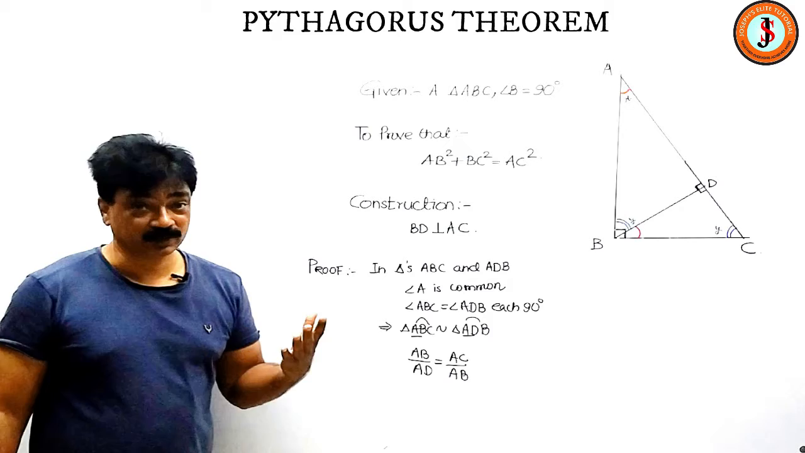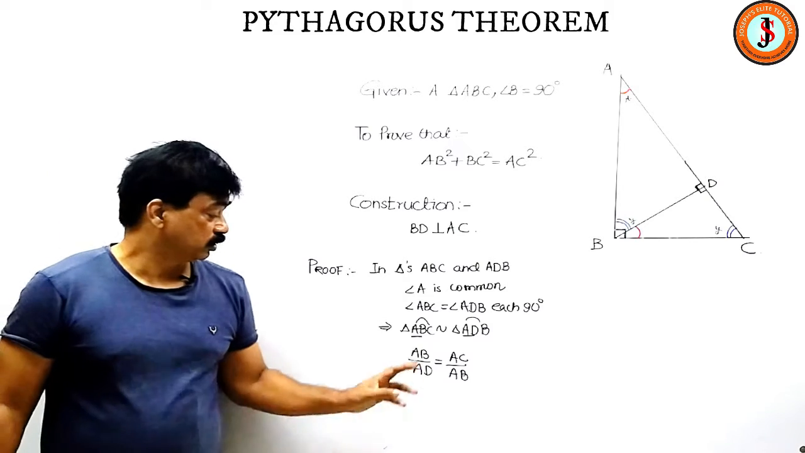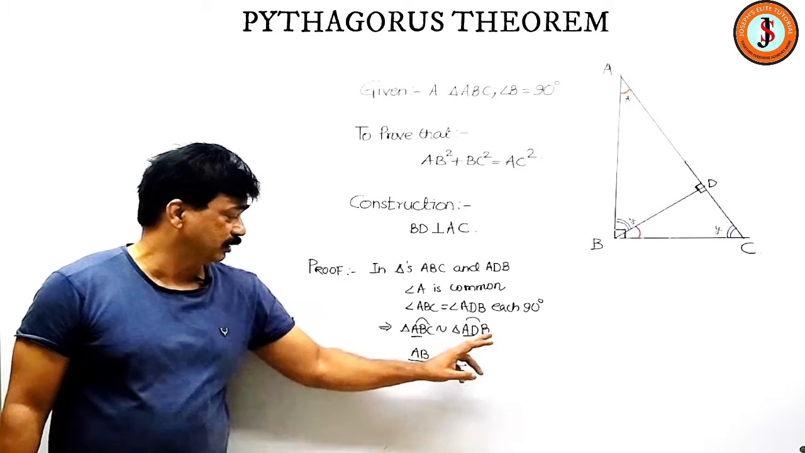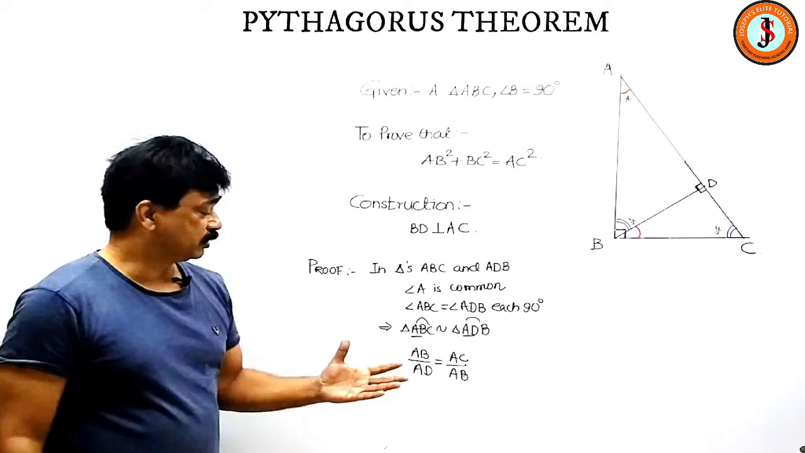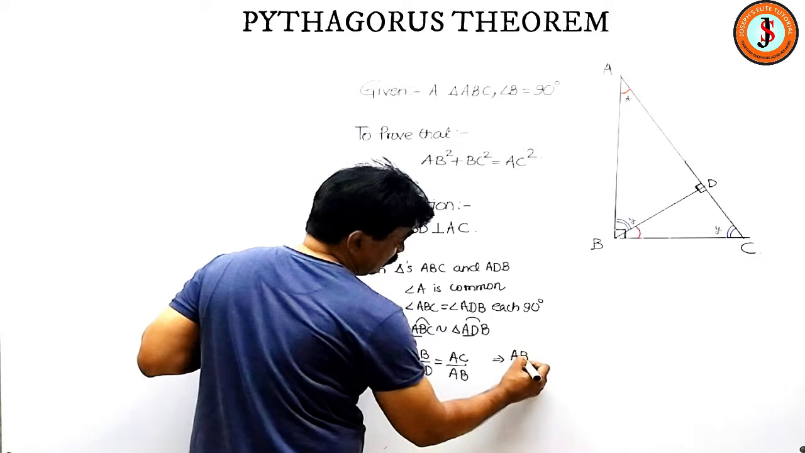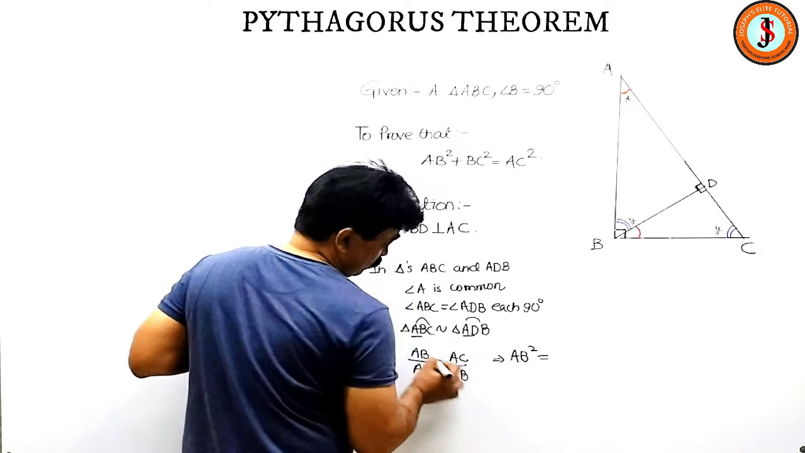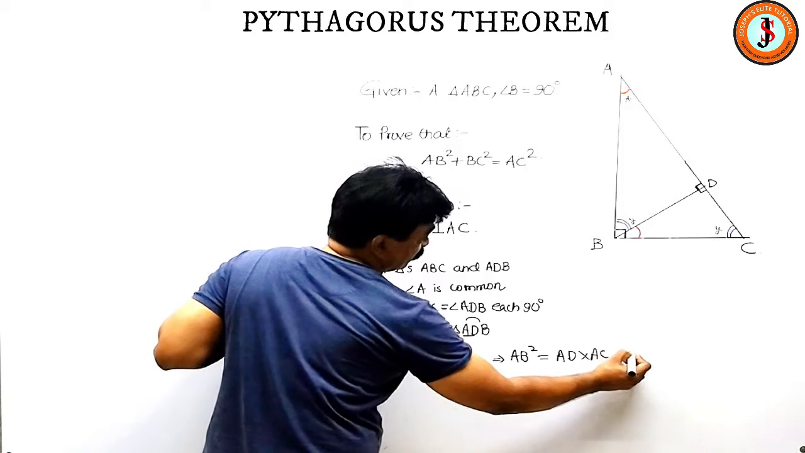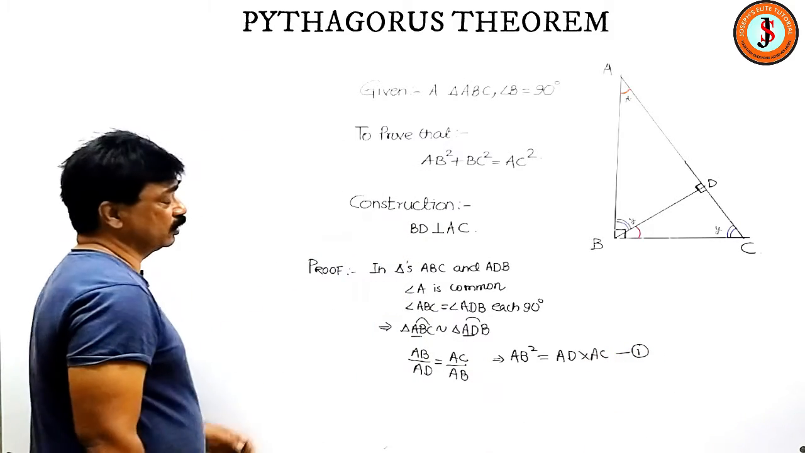This further implies that as triangles are similar, their sides are proportional. So AB by AD is equal to AC by AB. I have taken the corresponding sides. So this becomes AB square is equal to AD into AC. This I take as equation 1.